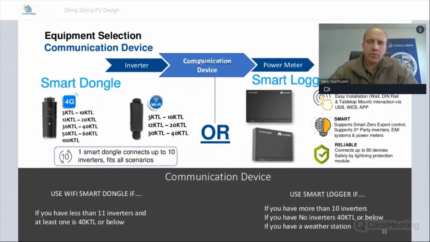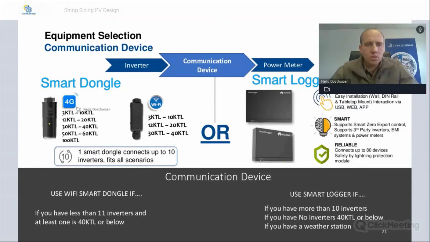Okay, so we've already done the selection now on the inverters, the panels, and the mounting structure. So the fourth component that we need is the communication device, and that is how do we access the information on the inverter? Do we access it remotely via a cell phone or a laptop? And then how does the inverter communicate or relay the information to the web? So you've got two options.